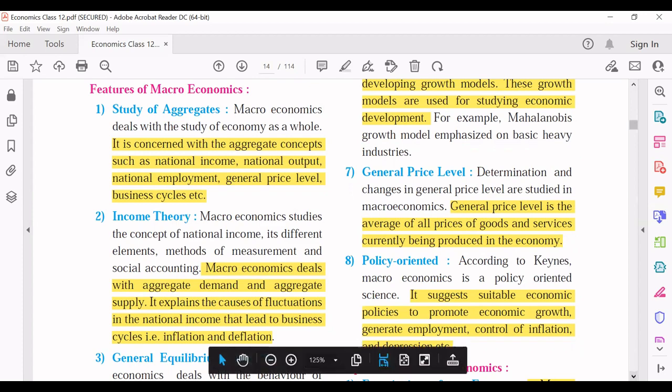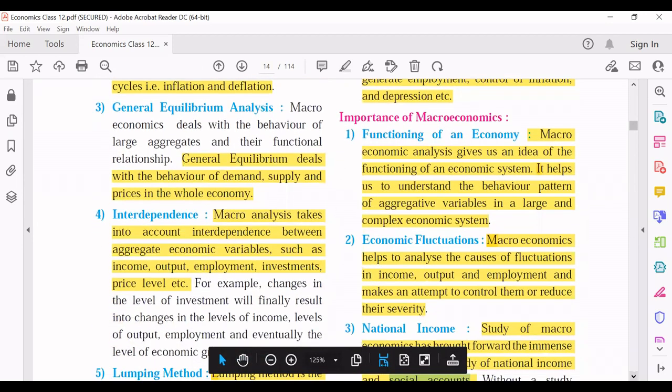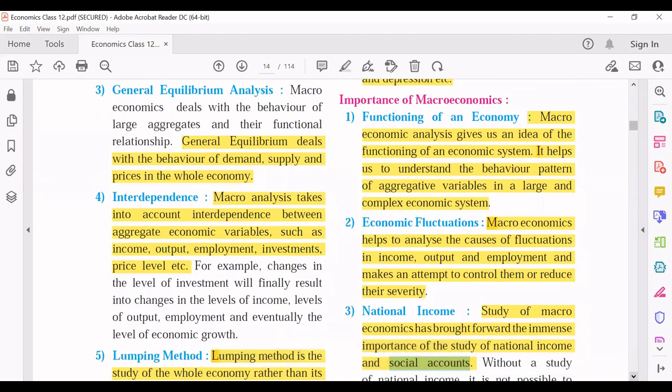Now coming to the importance of macroeconomics. Why is it important? Because we can understand the functioning of the economy as a whole. It helps us understand the behavior pattern of the aggregates. Again, we can study economic fluctuations, that is, fluctuations in income, output, employment, etc., which would help us control any adverse effect on the economy.